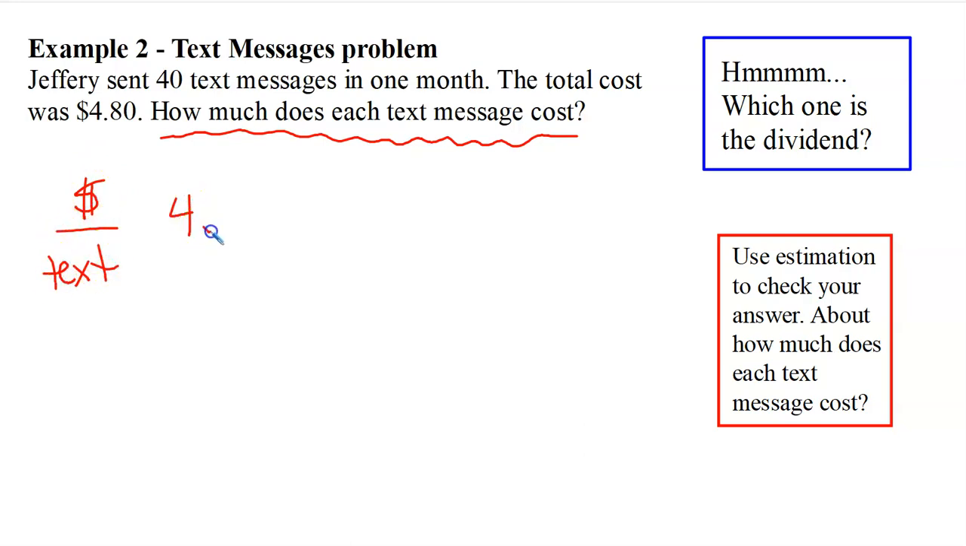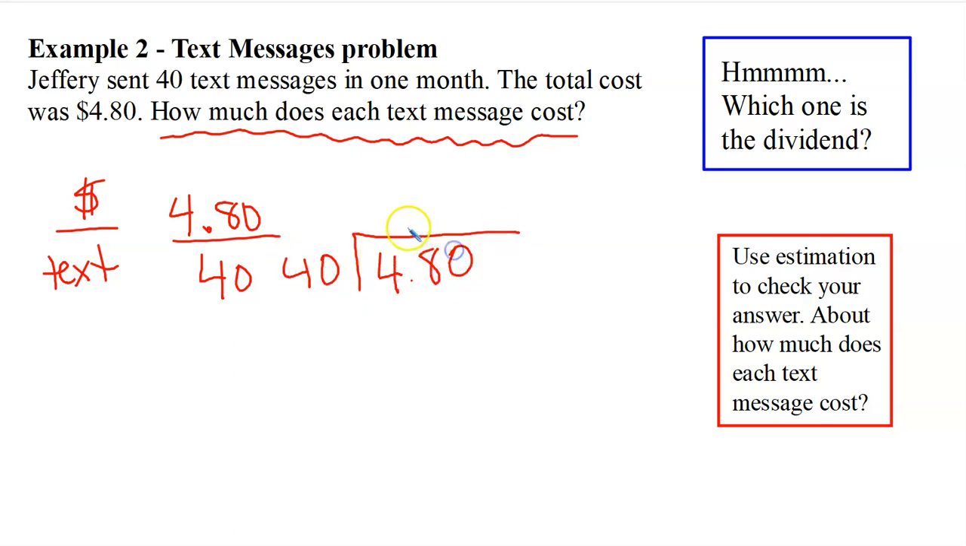So it's 480 divided by 40. We know 40 goes on the outside and 480 is on the inside. So when I set up a problem where I'm dividing money per item, this is money per text, I put the numbers in the same order as the words that I used in my ratio. Okay, so now we've just got our long division.